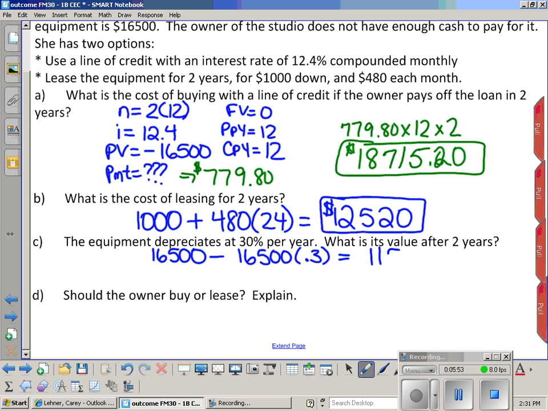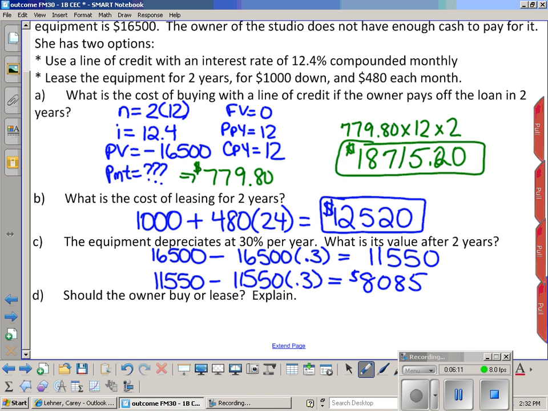After year 1, it's worth $11,550. So now we're starting with $11,550, and we need to find and subtract off 30% of that. We find out that after 2 years, it is worth $8,085. So now, should the owner buy or lease and explain?